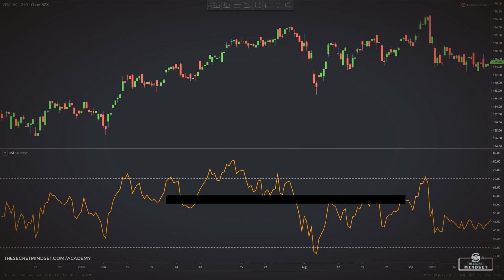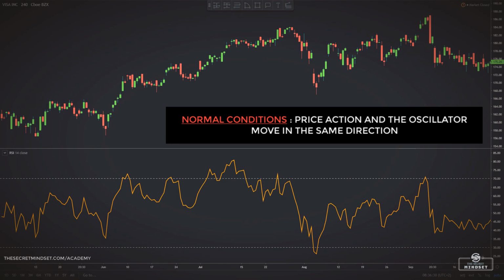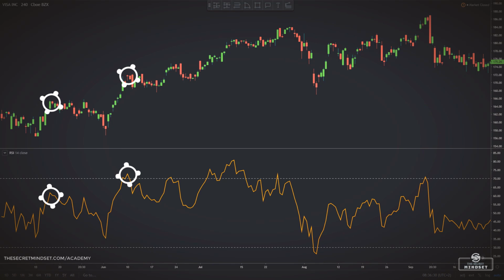Under normal conditions, price action and the oscillator tend to move in the same direction. When price makes a new high, the oscillator is also prone to make a new high. Likewise, when the price makes a new low, the oscillator is also prone to make a new low. When this convergence fails, what you basically get is a divergence.